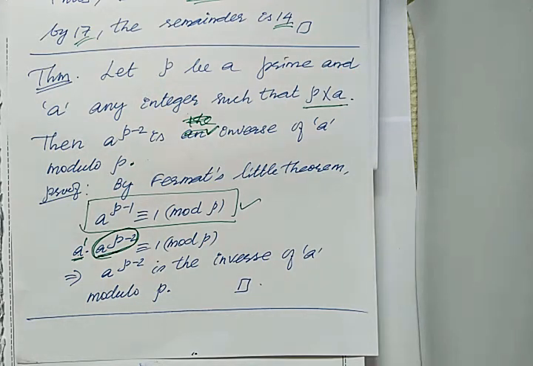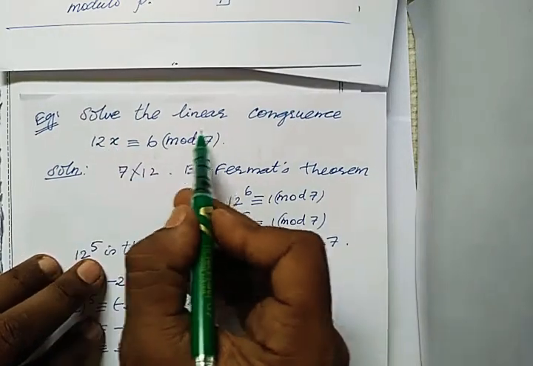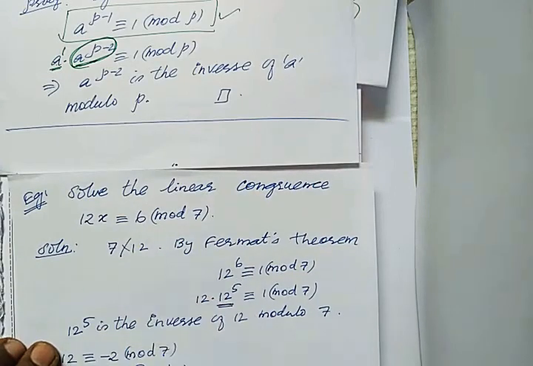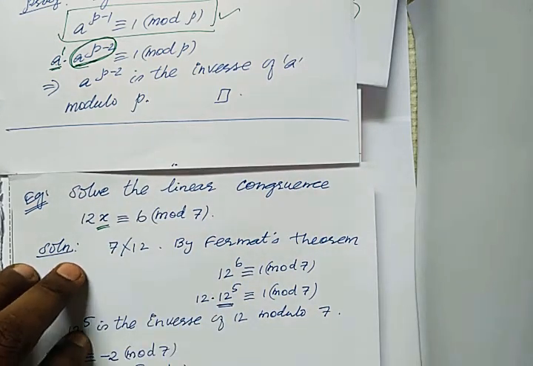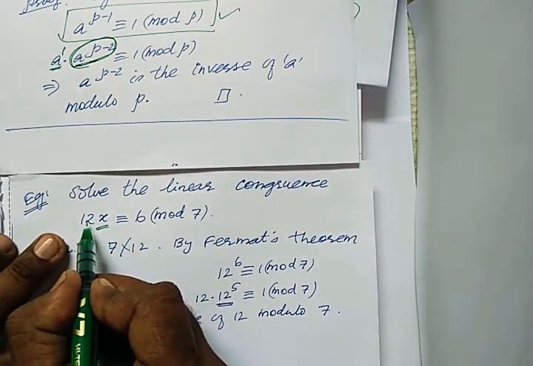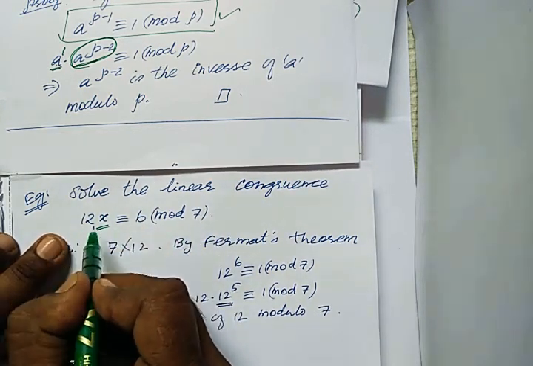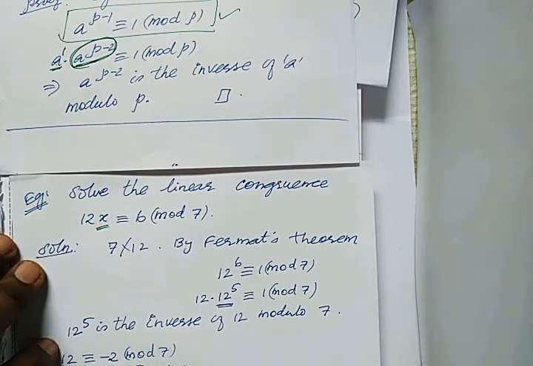By the application of Fermat's little theorem, we shall solve a problem using this small application. Solve the linear congruence given here. Solve means what? Here we have to find x. If we multiply by 12 inverse on both sides, this will become 1, so we can get x immediately, right? That only we are going to do.